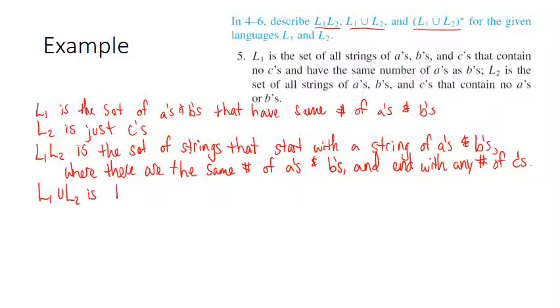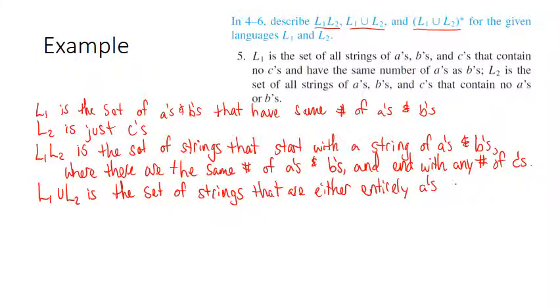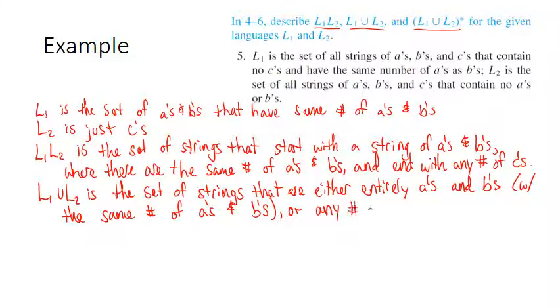this is the set of strings that are either entirely A's and B's with the same number of A's and B's, or any number of C's. So you can't combine A's and B's, but you can have all A's and B's with the same number of them, or you can just have a bunch of C's.